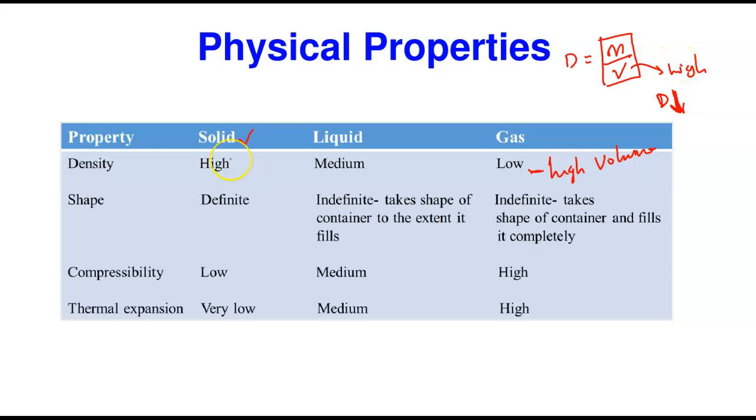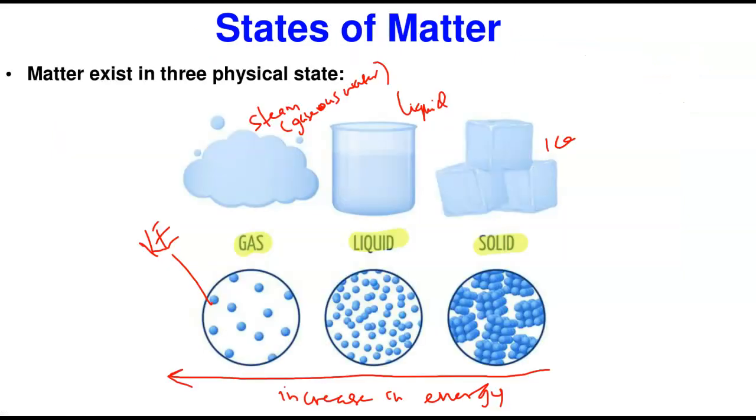Shape. The solids have a definite shape. Solids can be a square, a triangle, a rectangle, but they have a definite shape. Now the liquids have indefinite shape. However, they take the shape of the container as it fills it. Now, if you look at this structure, you see this is a liquid. This container, this is like, will I say a cup, or you can call this a beaker.